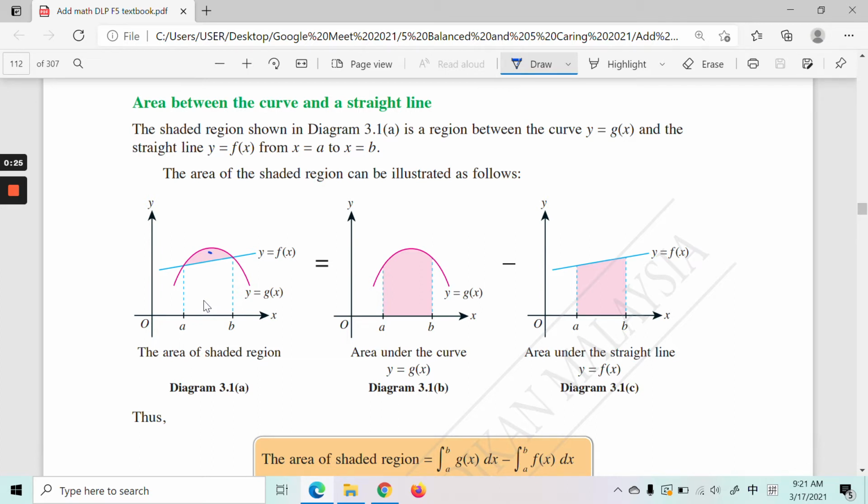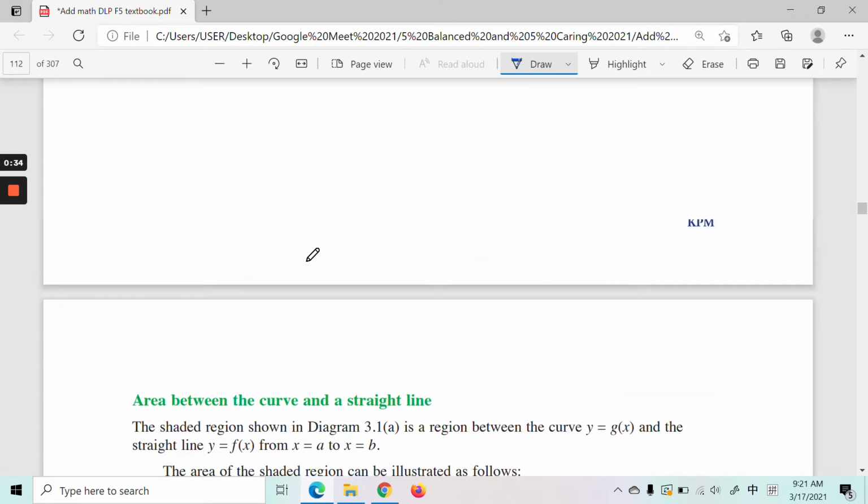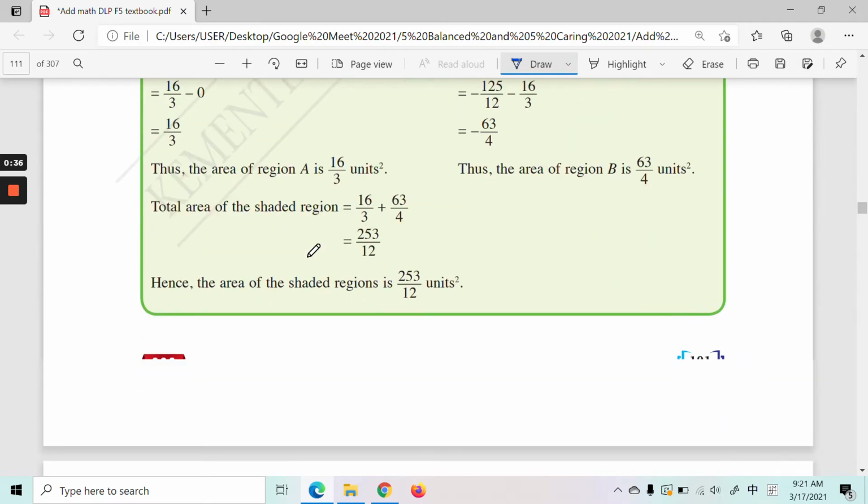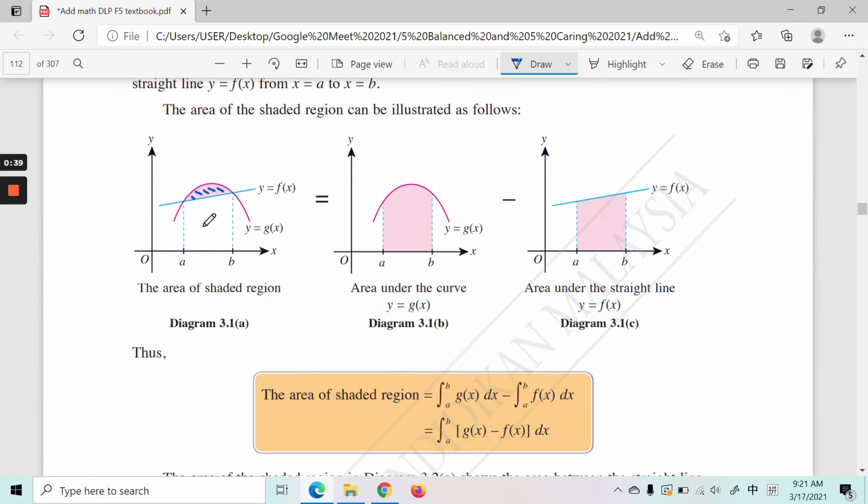So this area of shaded region, how are we going to find this? If you recall previously, you only learned how to find area under the curve. So only one curve or one straight line. Now it involves one straight line and one curve. So how to find it? You will do like this.